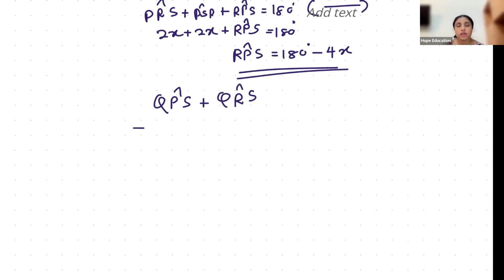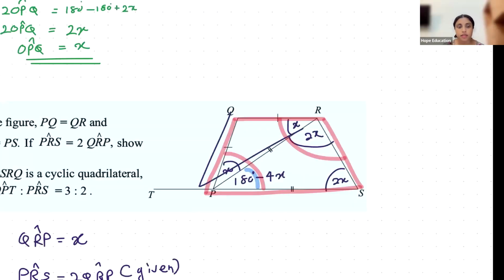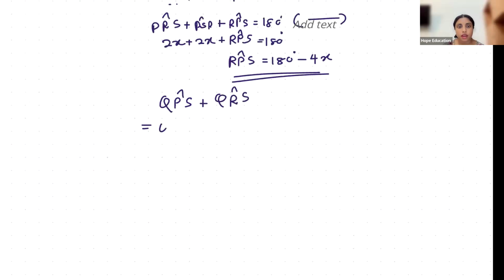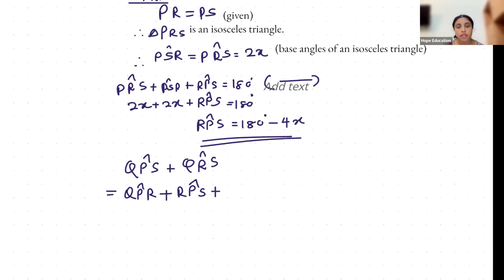QPS is QPR plus RPS. QRS is QRP plus PRS. I've included all the little steps. You could just put the main steps, but I want to make sure that you understand everything. That's why I include all the steps.